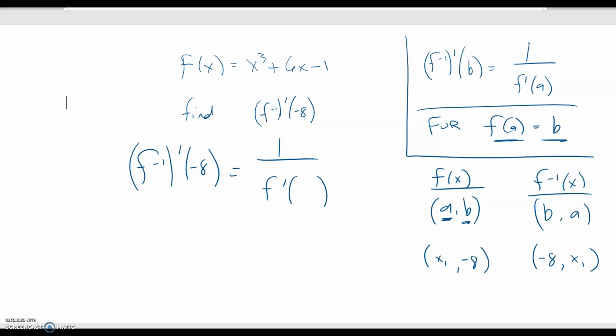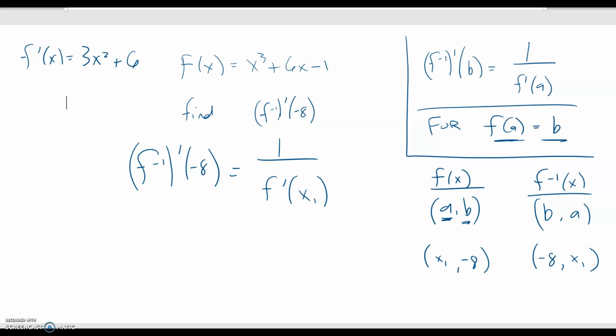Okay, so I'll just give him a name right now because I'm not sure what it is. But that's the idea. If I can find the x coordinate that goes with this y coordinate on f, then I can evaluate the derivative of the inverse function by doing the reciprocal and plugging it into the derivative of the function. All right. So we need two things here. We need f prime. That's easy. And then we need to figure out what this x value is.